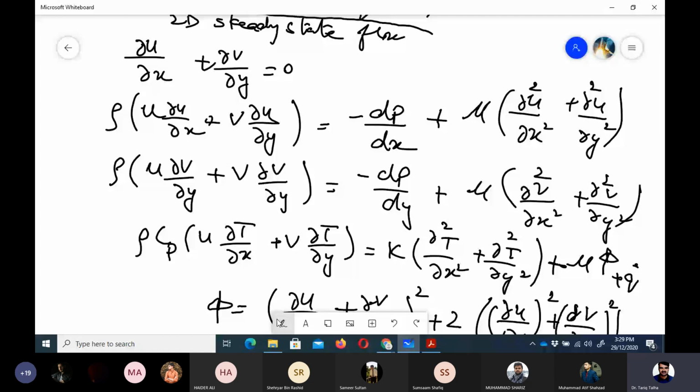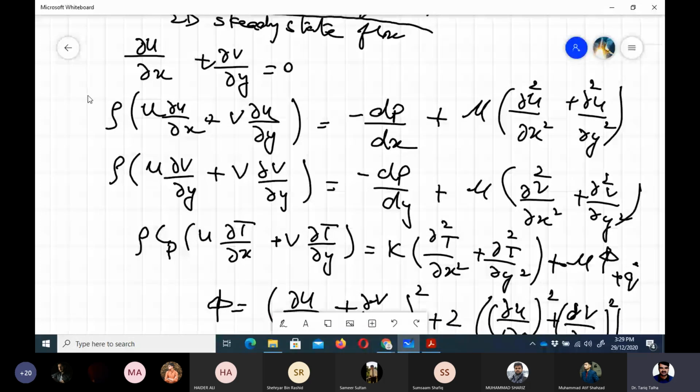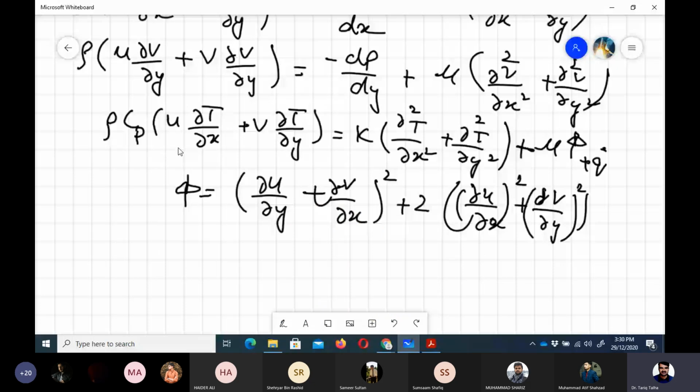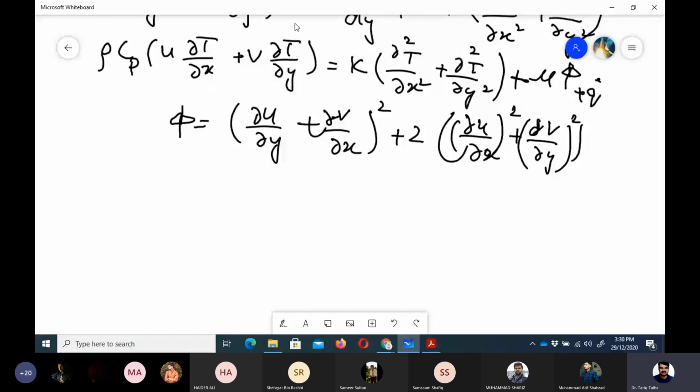Okay, so now if we go up a little bit, we need partial T by partial y equal to 0. So it means that we only need this temperature information inside the boundary layer, right? We don't need this information outside the boundary layer, which is the outer region. So it means that we need to solve this equation inside the boundary layer. So if I can simplify these equations by assuming some boundary layer assumptions, then it would be easier for me.